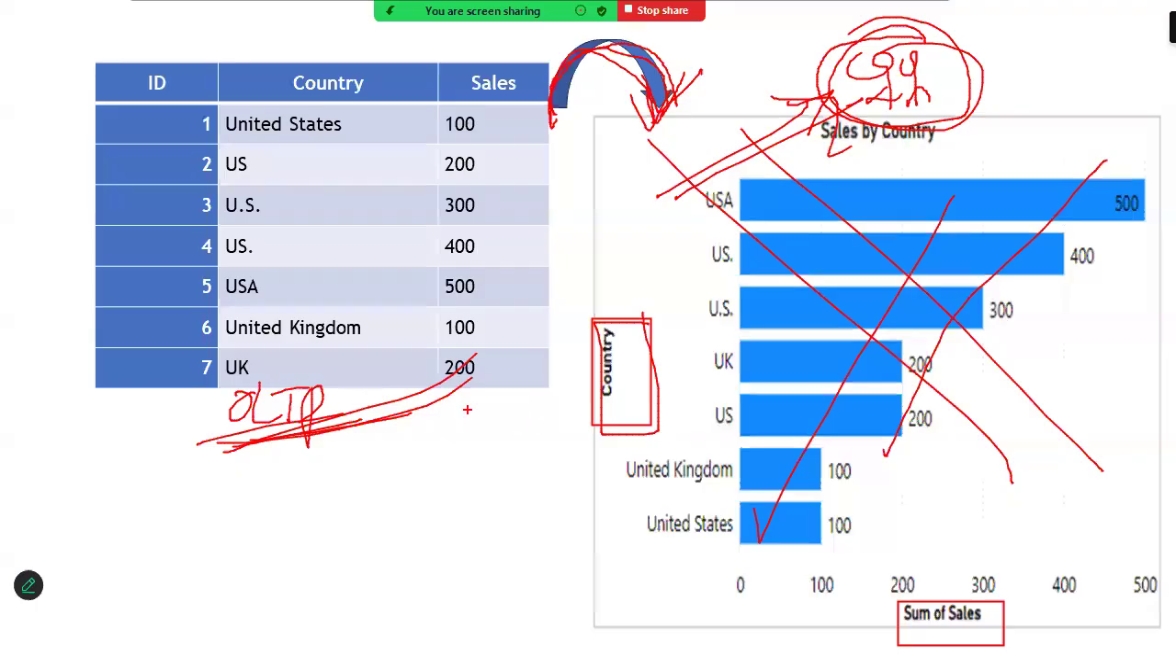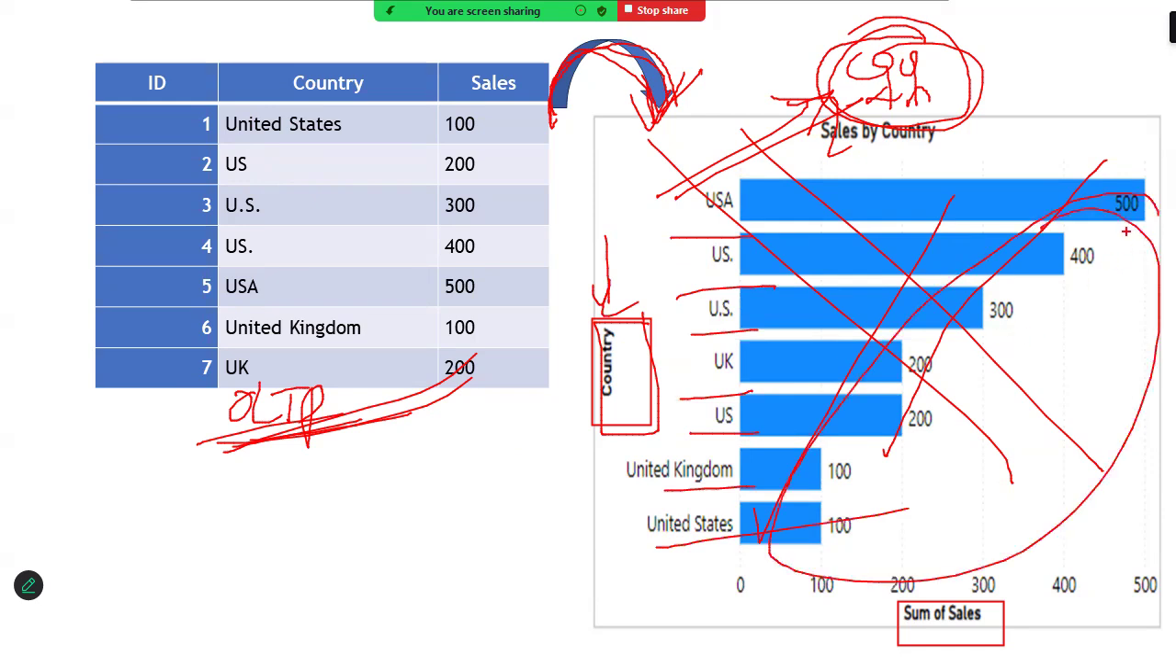What's wrong in this visual is, my company is expecting, they're doing the business in only 2 countries. But here it is showing 7 country names and it is showing 7 sales values. They're not expecting this. They're expecting only 2 countries and their 2 sales values. The reason is unstructured data.